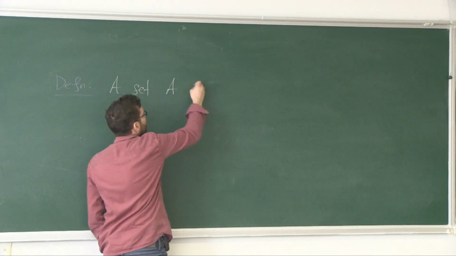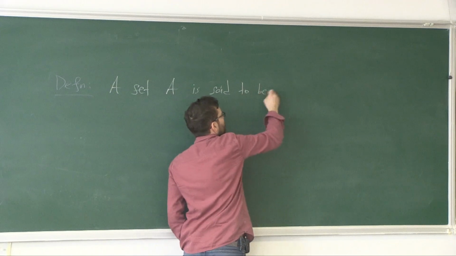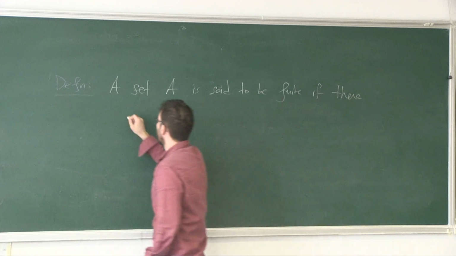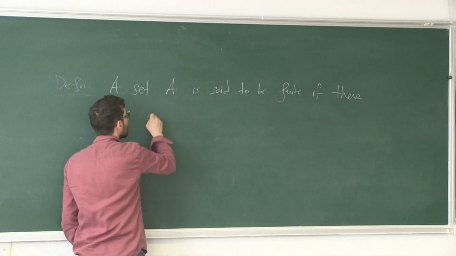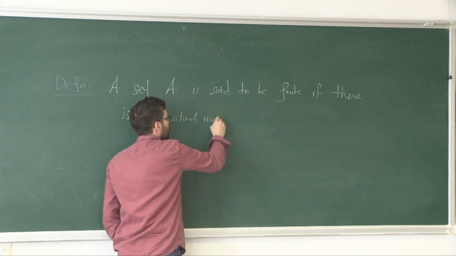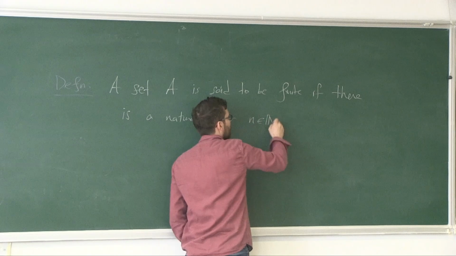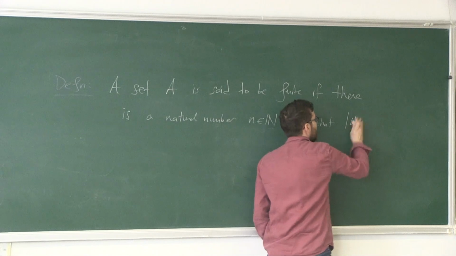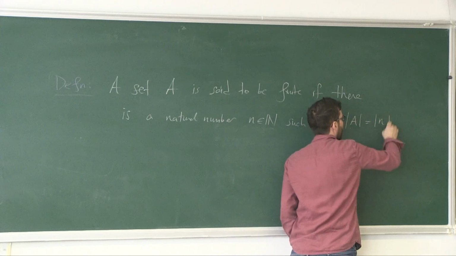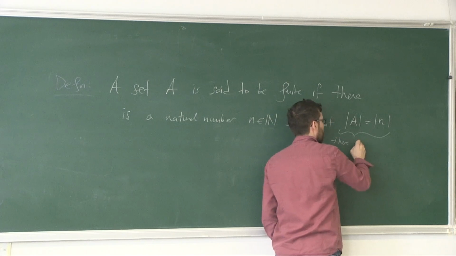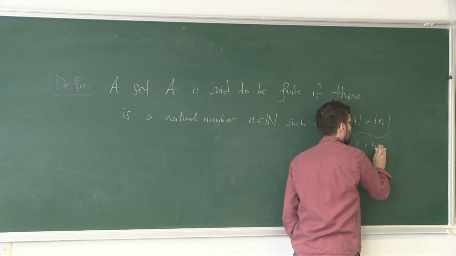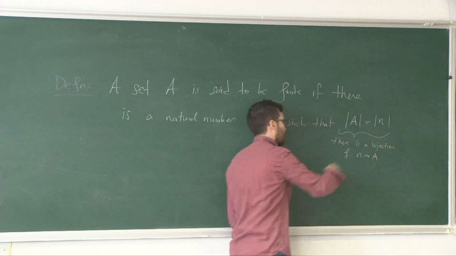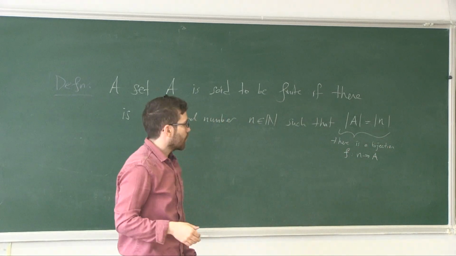A set A is said to be finite if A is equinumerous with a natural number. If there is a natural number n such that A is equinumerous with n, meaning that there is a bijection f from one of the sets to the other. Okay?